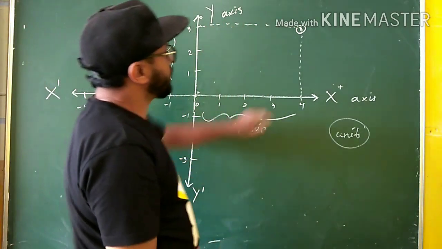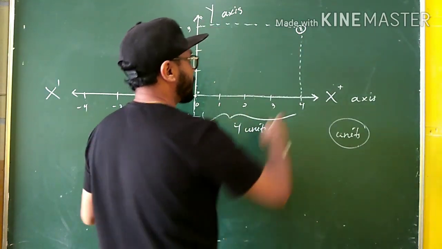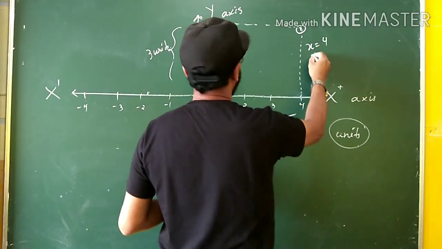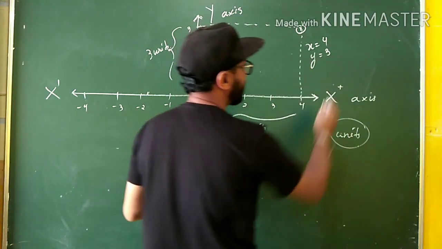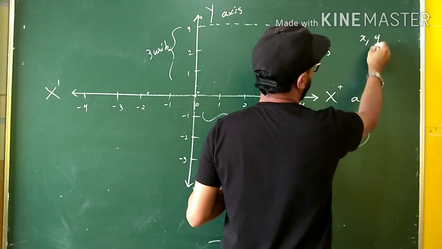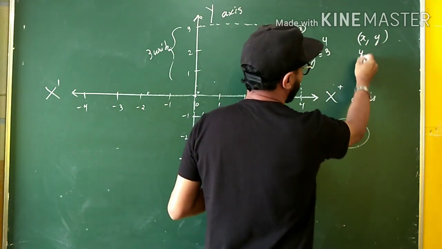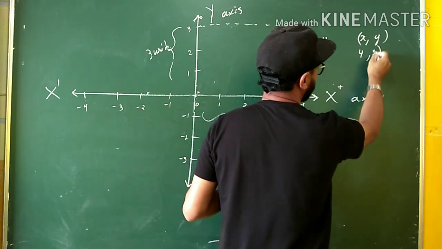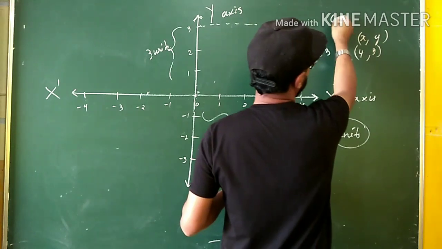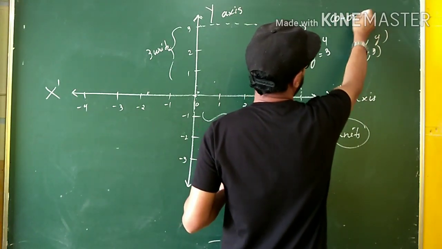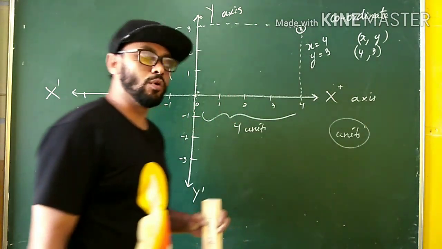Okay. Now we can easily locate this point. So what is the value? The value of x is equal to 4 and the value of y is equal to 3. Now if we put these two things together, then we write it in this form, (x, y). Now the value of x is 4 and the value of y is 3. Now this thing together, the value of x and y, is called a coordinate. So that's why it is called coordinate geometry.